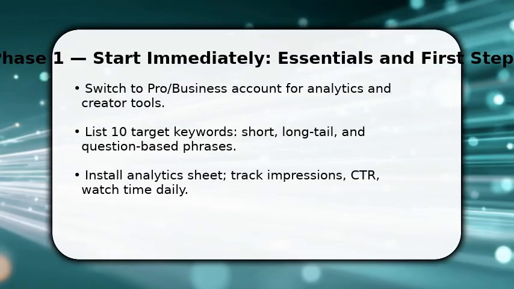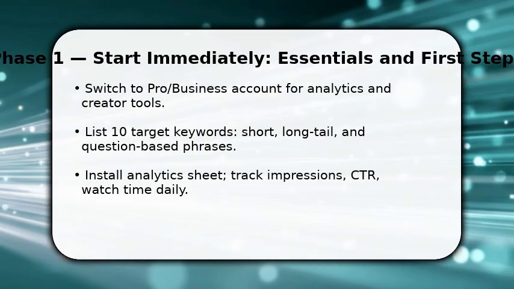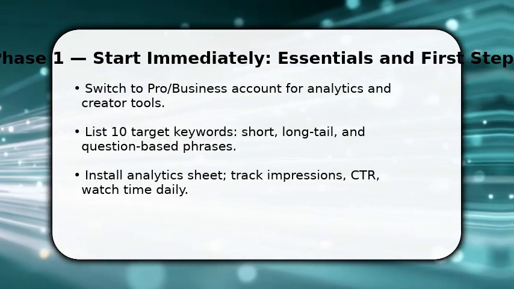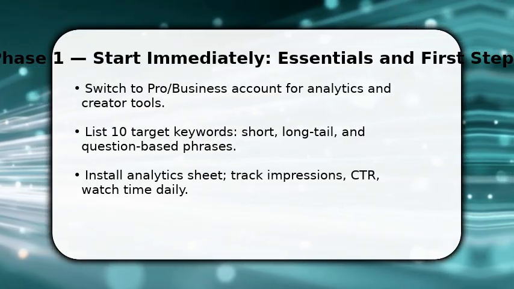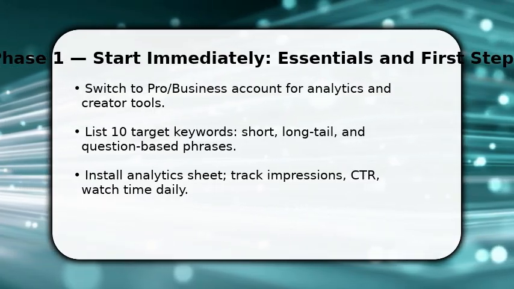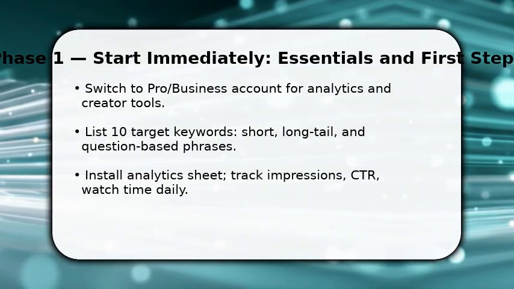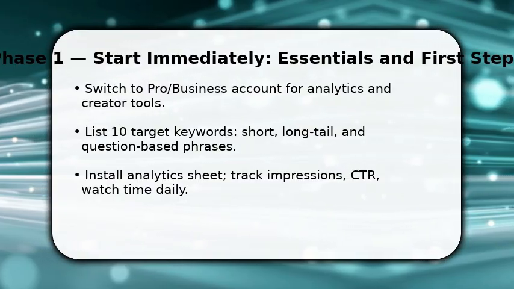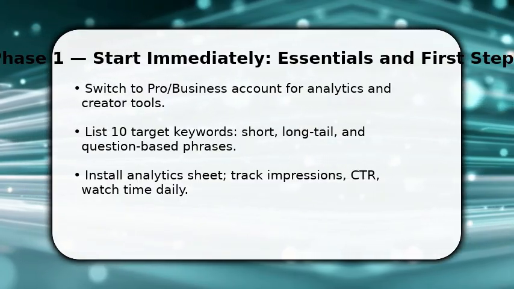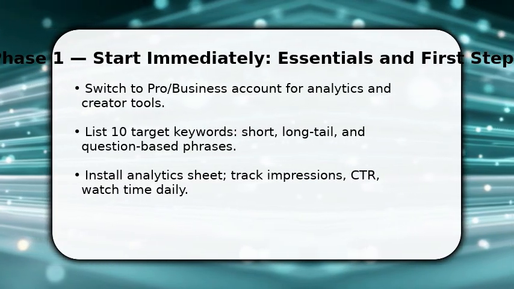You begin by switching to a pro or business account so you get analytics. This matters for testing. Next, build a keyword map. Pick 10 target terms including short phrases and long-tail questions that match your niche. Once done, create a simple analytics sheet to log impressions, CTR, watch time, and hashtag performance. Do this now because testing fast shows you what gains traction. It reduces guesswork and lets you iterate content with real data.